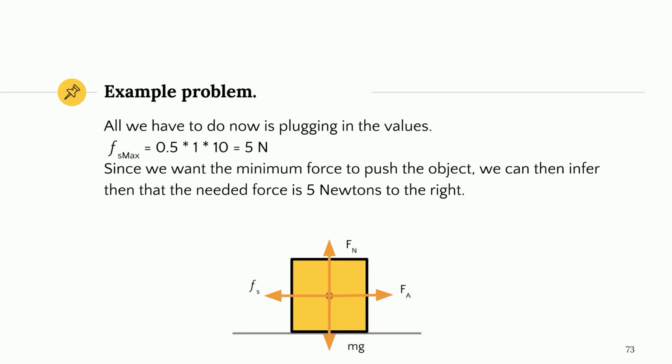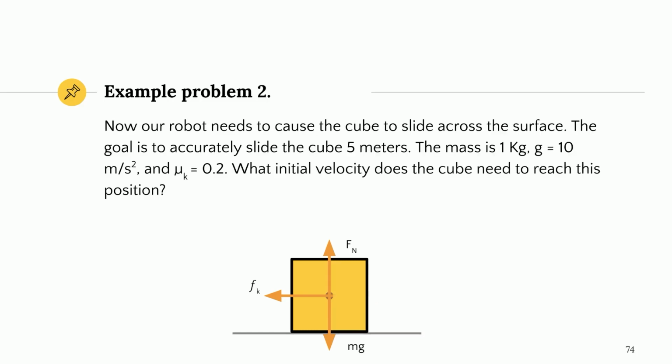By the way, once again, force is a vector. Therefore, the direction is necessary as long as it's not implied by the question. Now, our robot needs to cause the cube to slide across the surface. The goal is to accurately slide the cube 5 meters. The mass is 1 kilogram, g is equal to 10 meters per second squared, and mu k is equal to 0.2. What initial velocity does the cube need to reach this position?